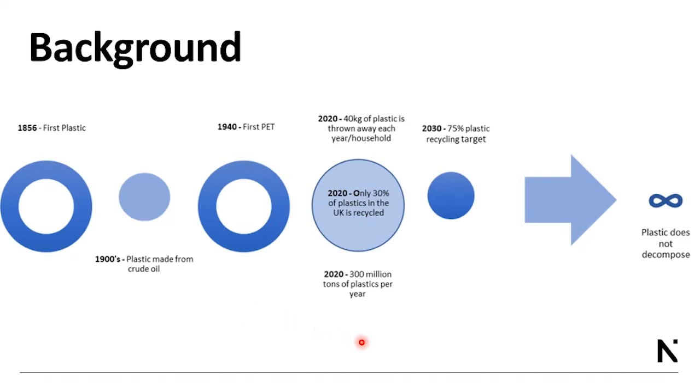Today, we use 300 million tons of plastics per year, and half of this is used only once and chucked away. On average, UK households throw away 40 kilos of plastics per year, enough to manufacture 3 of those big recycling bins. This is just a third shy of my weight in plastics. We recycle only 30% of plastics in the UK, and our target is to reach 75% by 2030. A great challenge ahead.